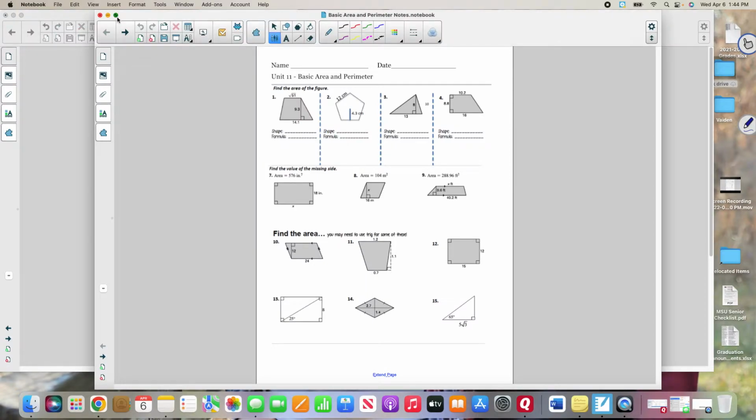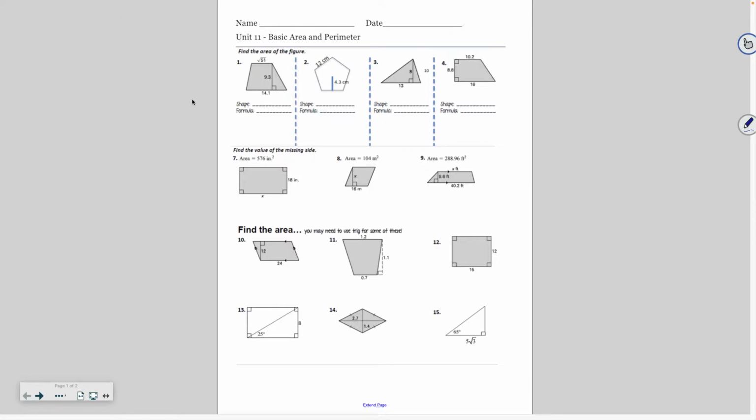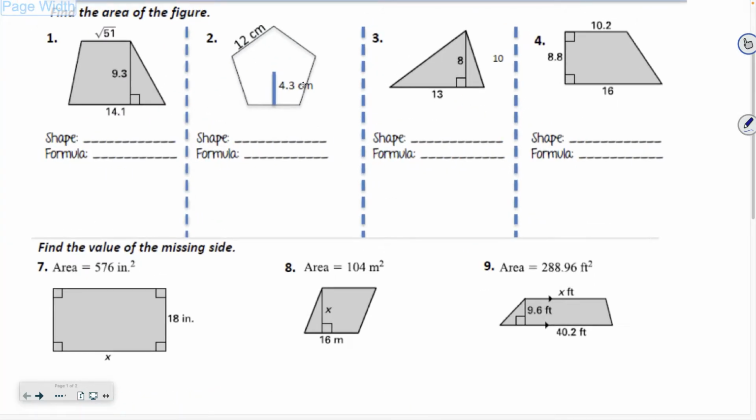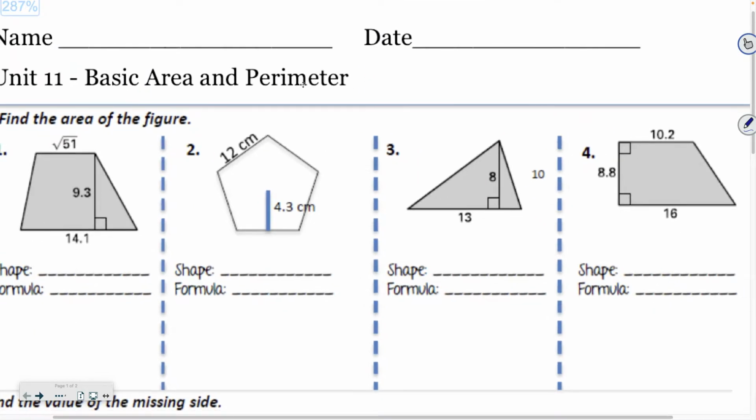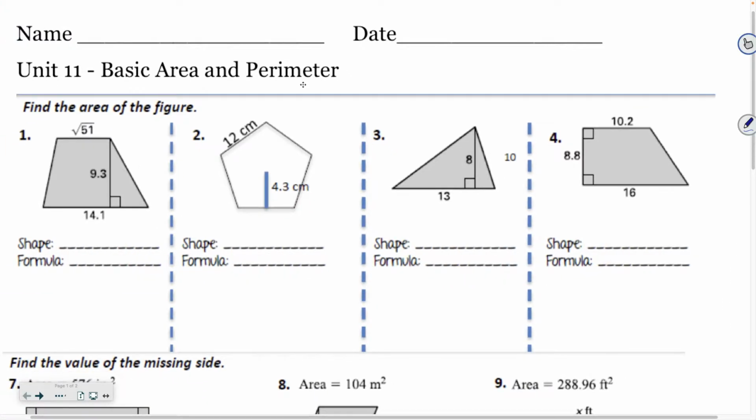Now, for today, we're going to write the formula when we work the problem. You don't have to write the formula every time when you're doing your test or quiz, but we're just going to do it to start learning them because you are going to have a quiz on the formulas. All right, so number one, what is your shape? A trapezoid.